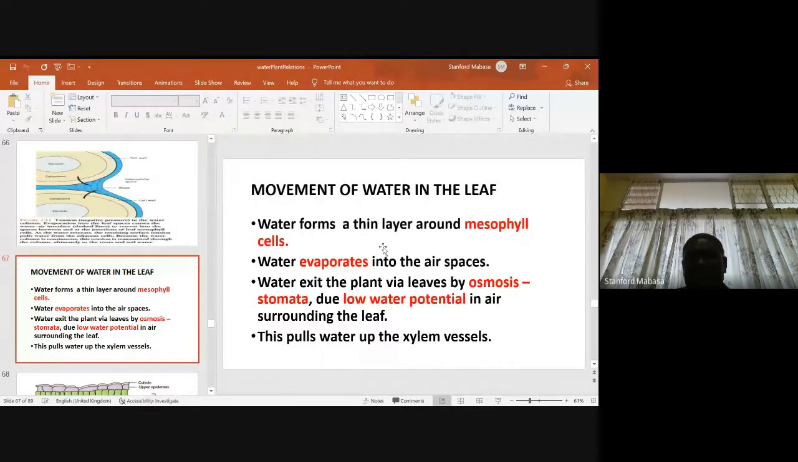Then via the stomata, due to low water potential in the air surrounding the leaf. Now, as long as the water is moving within the cells, it is osmosis which is operating. But as the water leaves the stomata, there's diffusion. This will pull water up the xylem vessels.